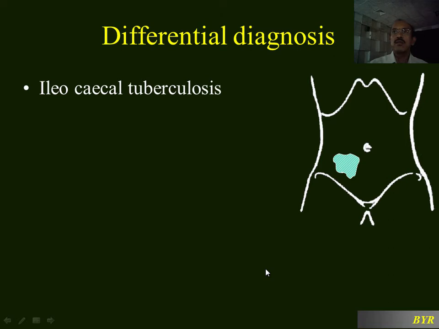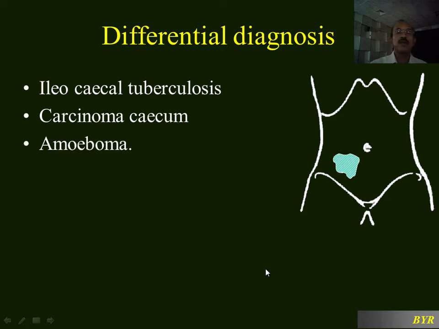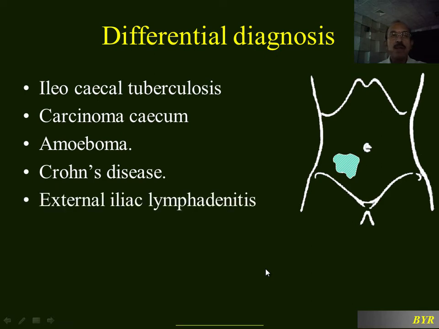Differential diagnosis: ileocecal tuberculosis, carcinoma of the cecum. You must differentiate this from these two conditions. In the olden days, there used to be a condition called ameboma or amoebic granuloma of the cecum. Crohn's disease, external iliac lymphadenitis.